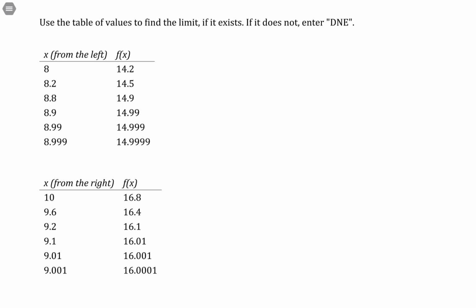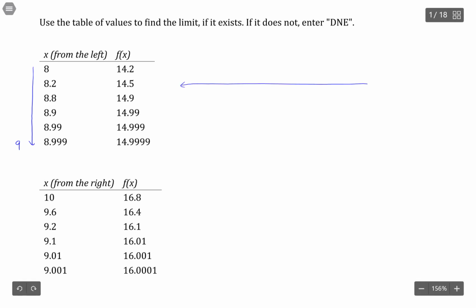right for x's. So for instance, here, all of my x values, as we go from 8 to 8.2 to 8.8, 8.9, 8.99, we're getting closer and closer to the value 9. And as I approach 9, if you'll notice, all of these values are less than 9.